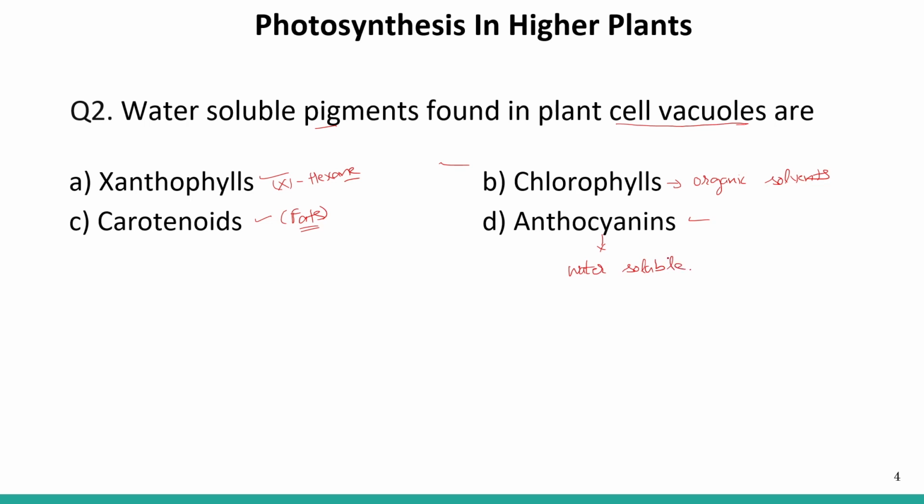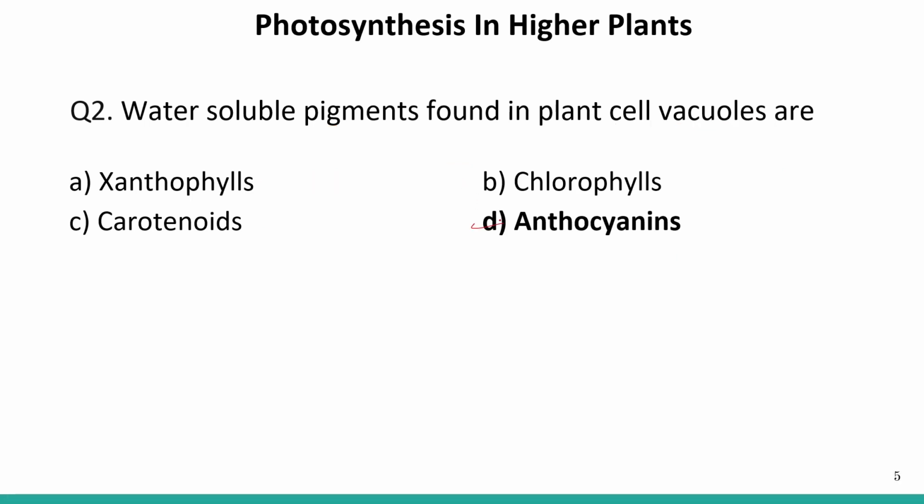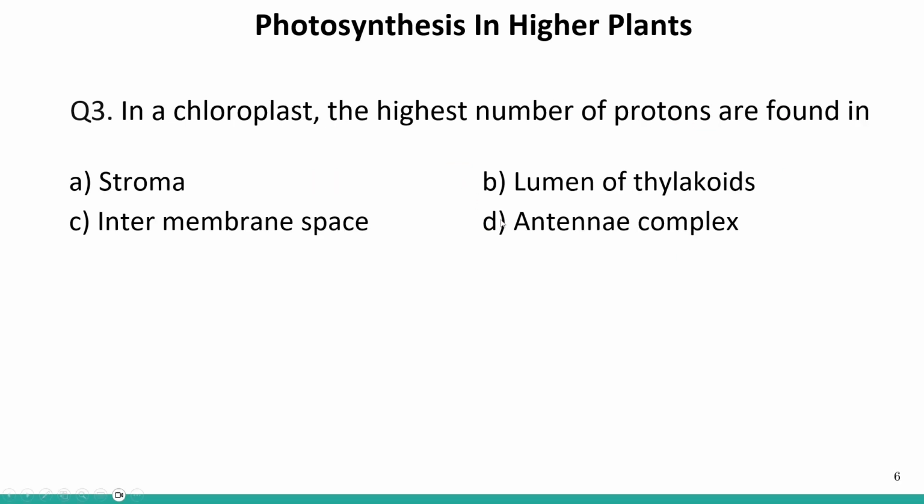So what should be the correct answer here? Anthocyanin. The next question is, in the chloroplast, the highest number of protons are found in, options are stroma, lumen of the thylakoid, intermembrane space and antenna complex. So we know that the highest number of protons are present in the lumen of the thylakoid.